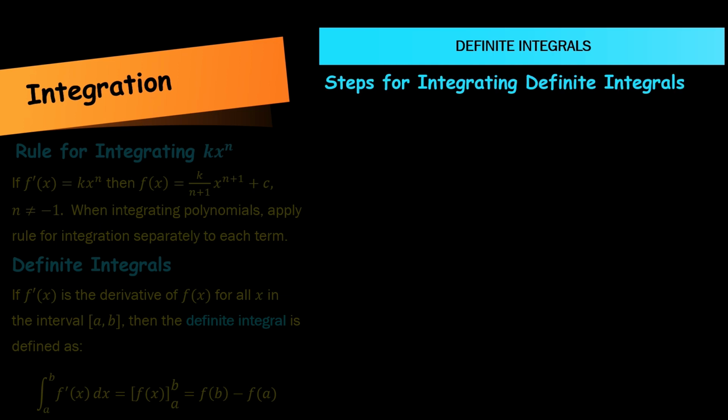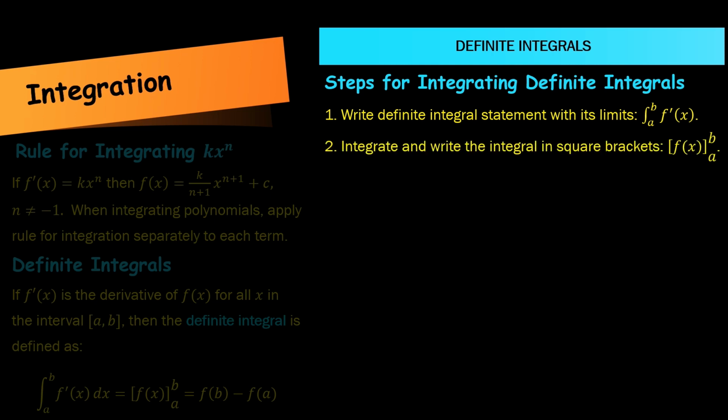Let's now take a look at the steps for integrating definite integrals. First, write the definite integral statement with its limits. So, for example, the integral from a to b of f dash of x. Then integrate and write the integral in square brackets. So, f of x is between square brackets between the limits b and a. Evaluate the integral by working out f of b minus f of a.